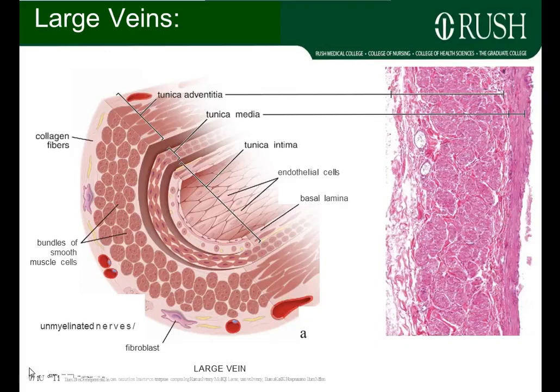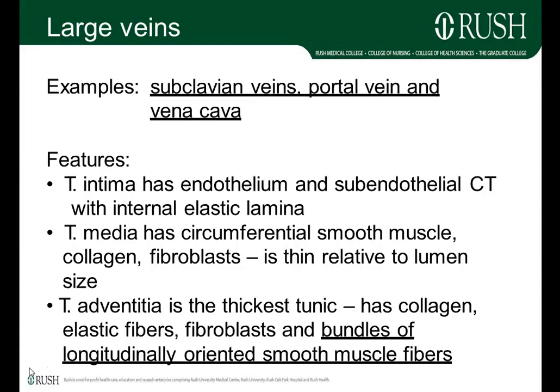However, their thickest layer and most distinctive layer is again the tunica adventitia, which characteristically has longitudinal bundles of smooth muscle. So it's that feature of those longitudinal bundles of smooth muscle in the adventitia that helps define these large veins as a subtype. Some examples of large veins include the subclavian, the portal vein, as well as the vena cava that I already mentioned. And the features are listed here, and I already did discuss them.